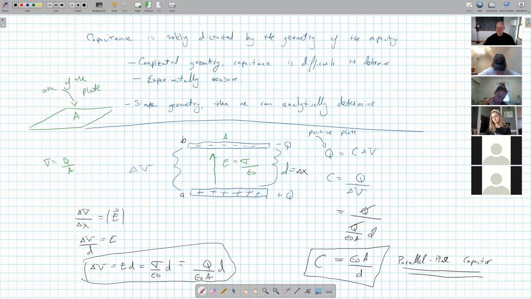So what does this say? Ultimately, it tells me that the capacitance only depends on the geometry. Here we can see that the capacitance depends on epsilon naught, which is a constant, times the area of the plates divided by the distance between the two. So everything here only depends on the geometry of the plates.